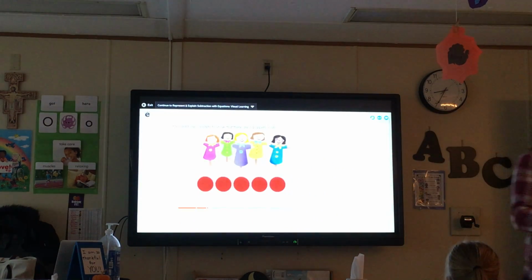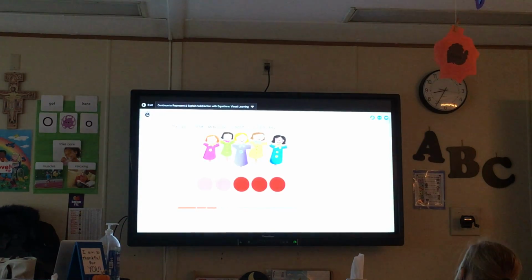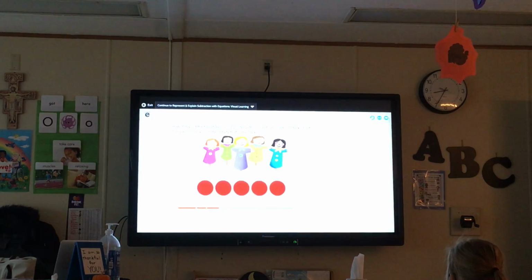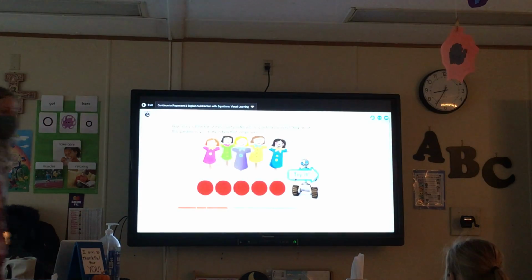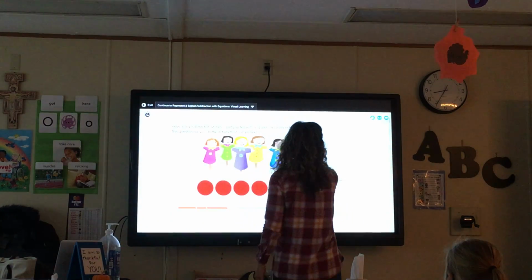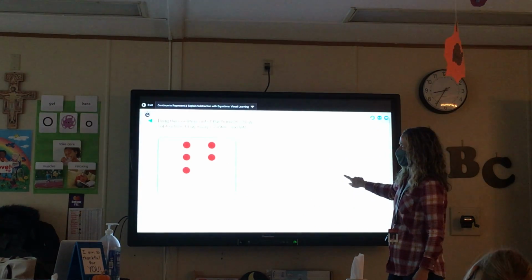You could use counters to show that there are 5 puppets in all. Then you could take away some counters to show subtracting. How many subtraction stories could you tell with 5 objects or counters? Think about this question as you do the activity that comes next. Okay. All right, so we could end up doing a lot of different equations with 5, couldn't we? All right, so here we go. Let's see an example. All right, so drag the counters out of the frame to show subtraction.